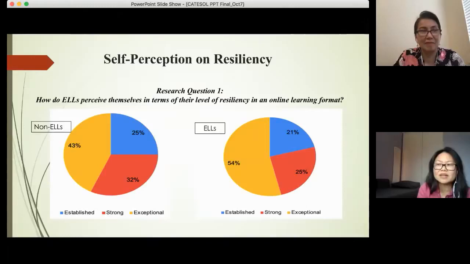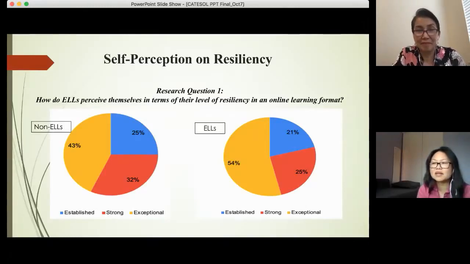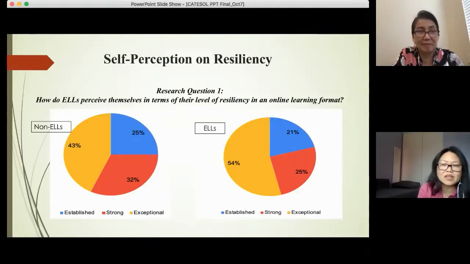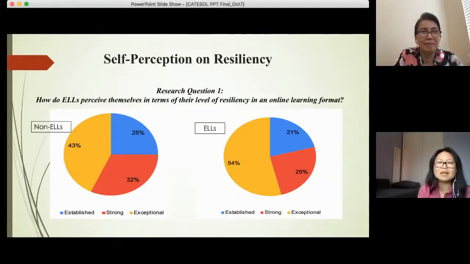Now, based on our findings, both non-ELLs as well as English language learners scored low in the area of self-esteem and higher in the area of self-efficacy. However, English language learners scored higher in the area of self-concept. I don't think it's surprising because English language learners often have to have greater resiliency to succeed and higher capacity to believe in their own ability to perform, mainly because no one else will.